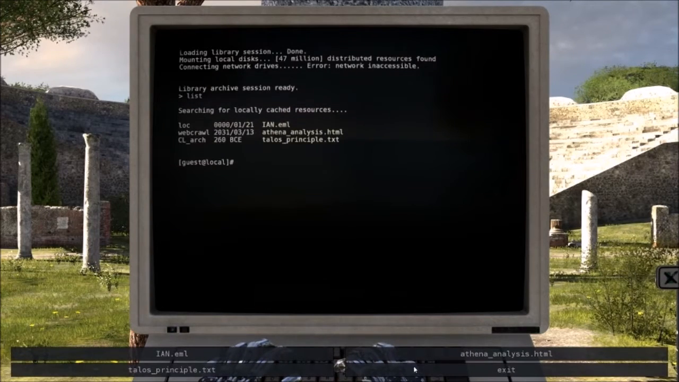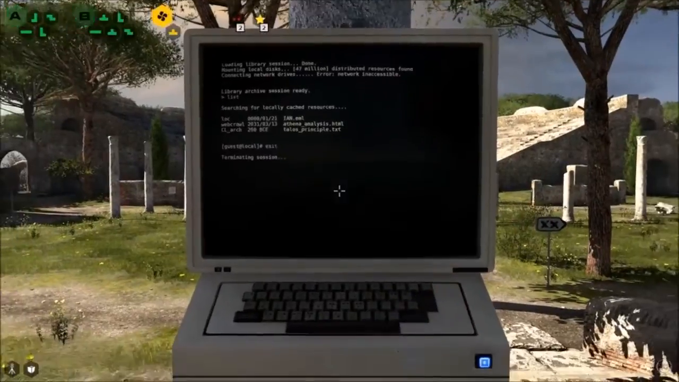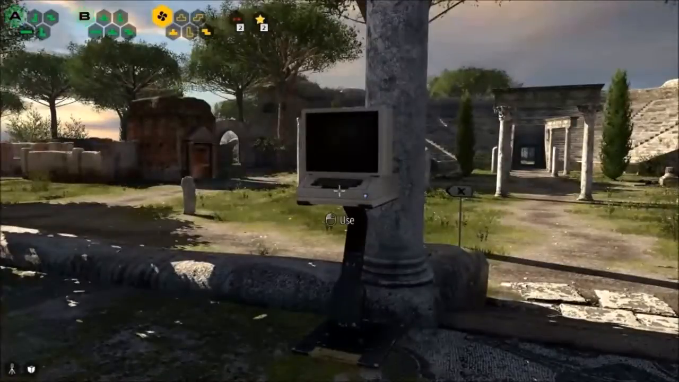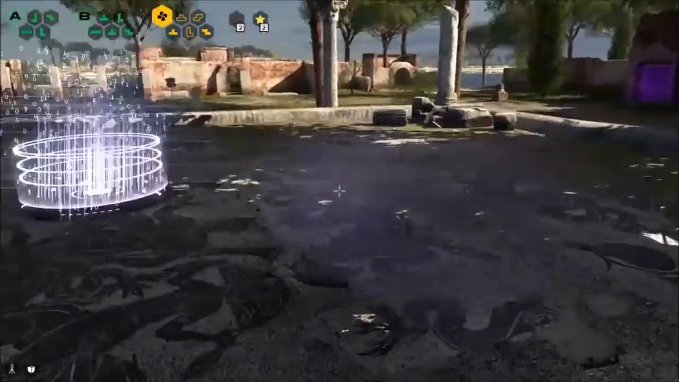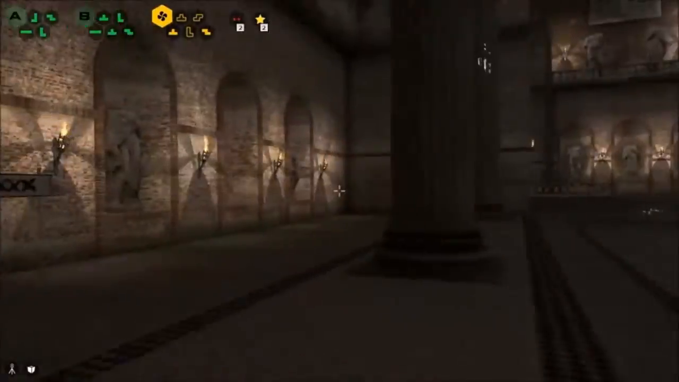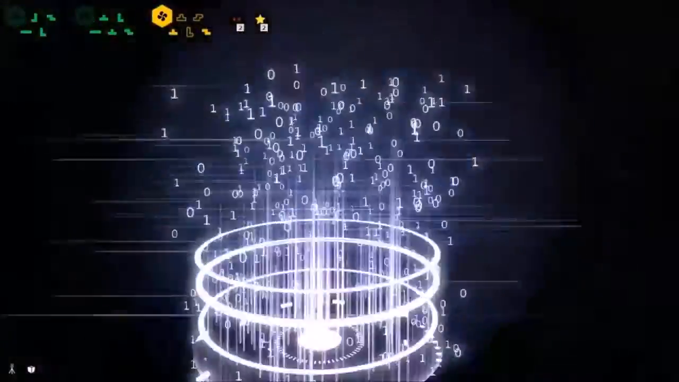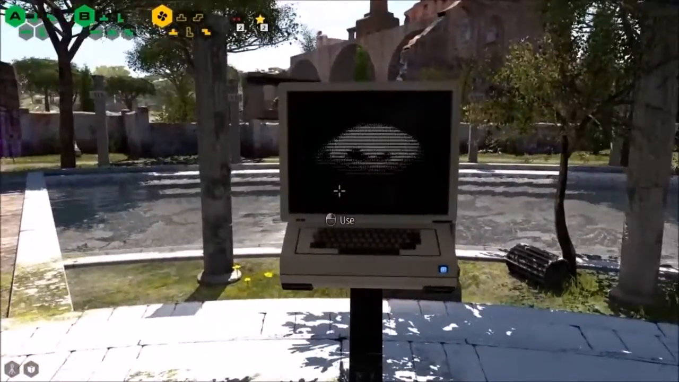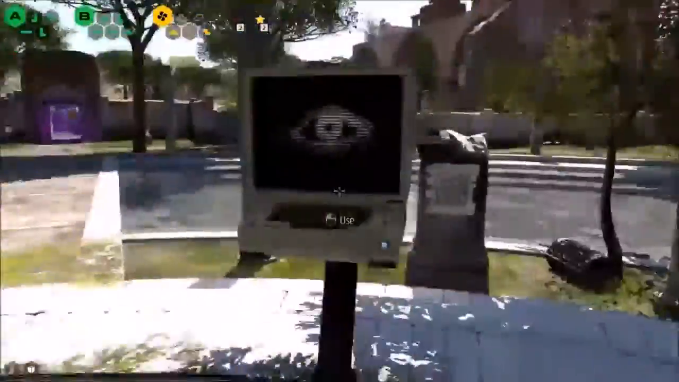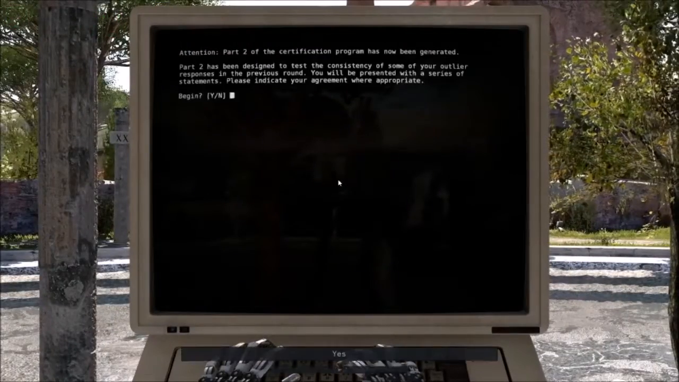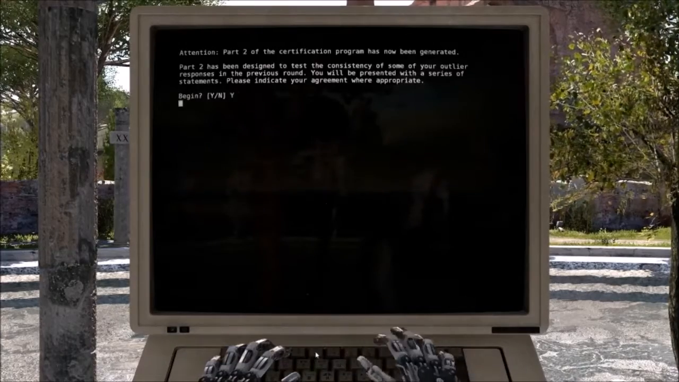Alright. Okay, exit, I guess. I'm gonna come back to this because I think part 2 is something else. I guess whenever there's an eye on one of them, there's something new. Okay, to Area 3. Hello, terminal. This is the only terminal that I know of in this area. So, that's all we're gonna do. Oh, part 2 of the certification program. Okay. Yes, begin.